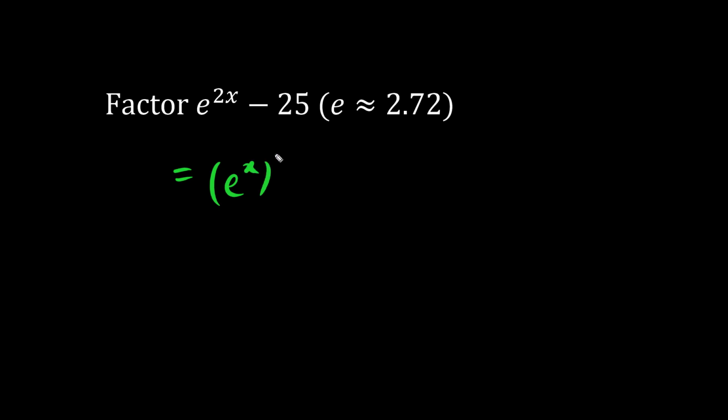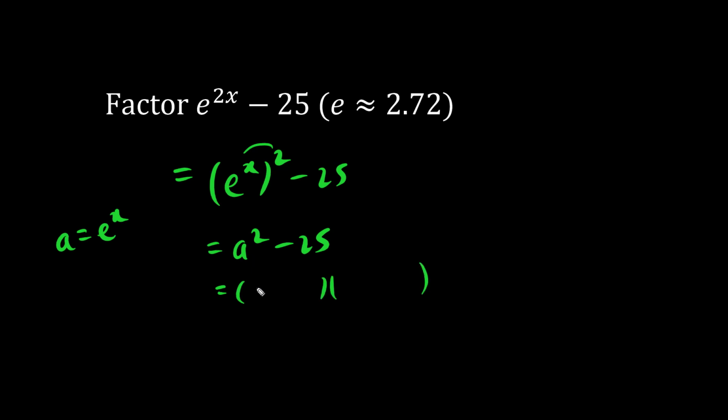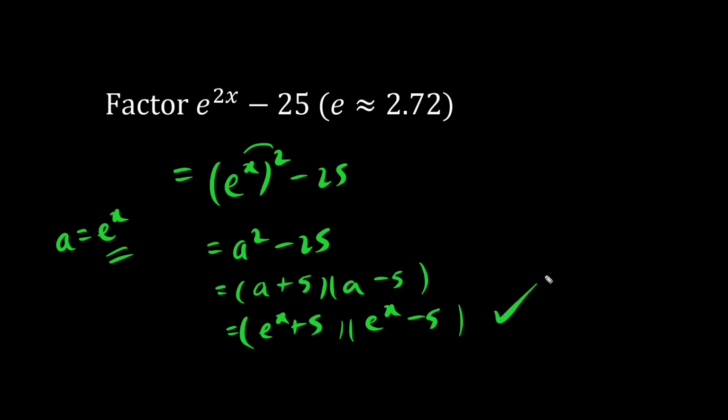We'll write this as e to the x all squared minus 25, because when we multiply using exponent laws, x times 2 is 2x. And so essentially we have a squared minus 25, where a equals e to the x. Now we factor using difference of squares. So we have plus 5 minus 5. And what is a? We defined it as e to the x. So the factored form is e to the x plus 5 and e to the x minus 5.